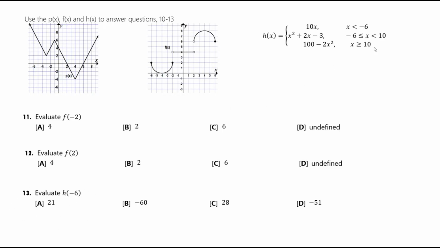Remember, we plug in the -6 because here x is less than or equal to. So you see that equal sign underneath? That means that you're going to use this function for -6. You can't do it for the top one because it doesn't have an equal bar. It says it's strictly less than, not less than or equal to.